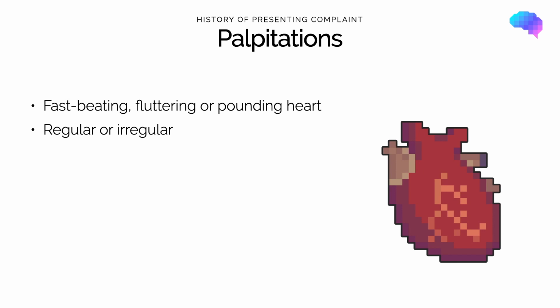Okay, now let's talk about palpitations, another key cardiovascular symptom. Palpitations are a sense of a fast-beating, fluttering or pounding heart. Patients might describe palpitations as feeling regular or irregular in their rhythm. If patients aren't quite sure if their palpitations are regular or not, it can be useful to ask them to tap out the rhythm on their hand. Palpitations have a wide range of causes, including anxiety, atrial fibrillation, and a range of other arrhythmias.